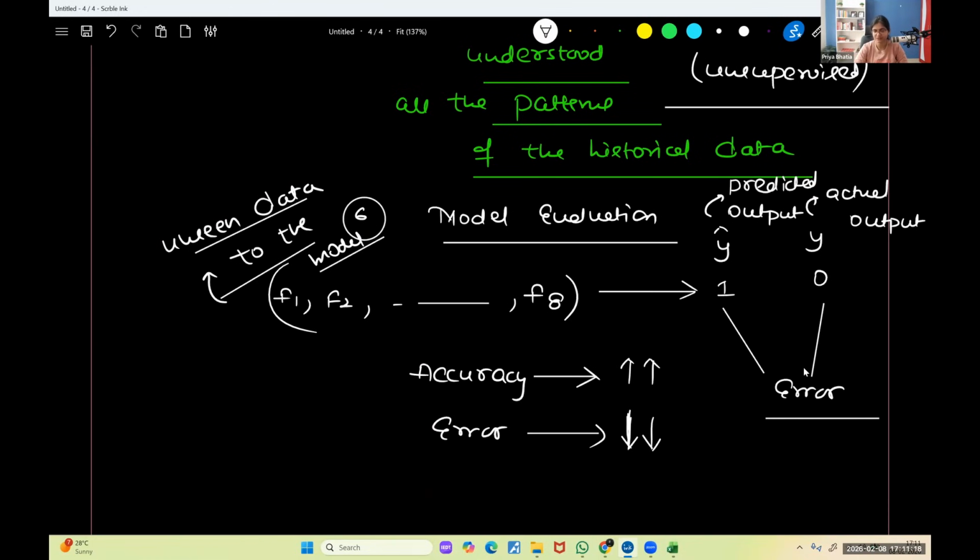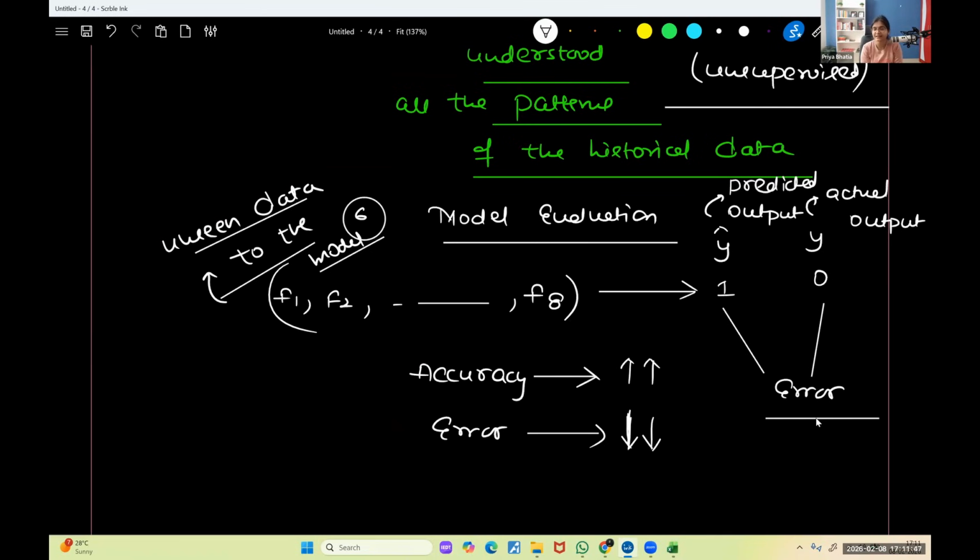In model evaluation, simply speaking, you will check how much is the error rate of your model. What is the meaning of error? Error means the difference between the actual output and the predicted output. When the difference is huge, the error is high. When the difference is less, the error is less. That's the whole point of model evaluation.